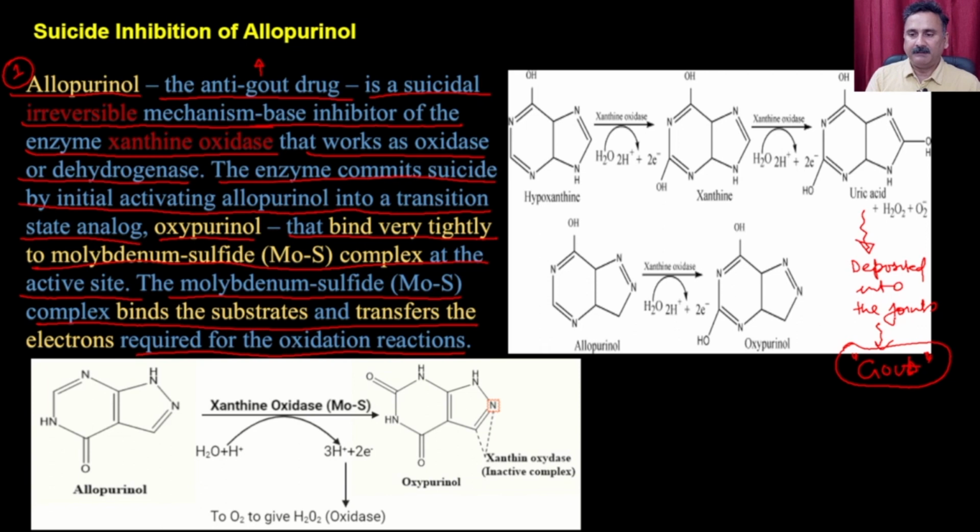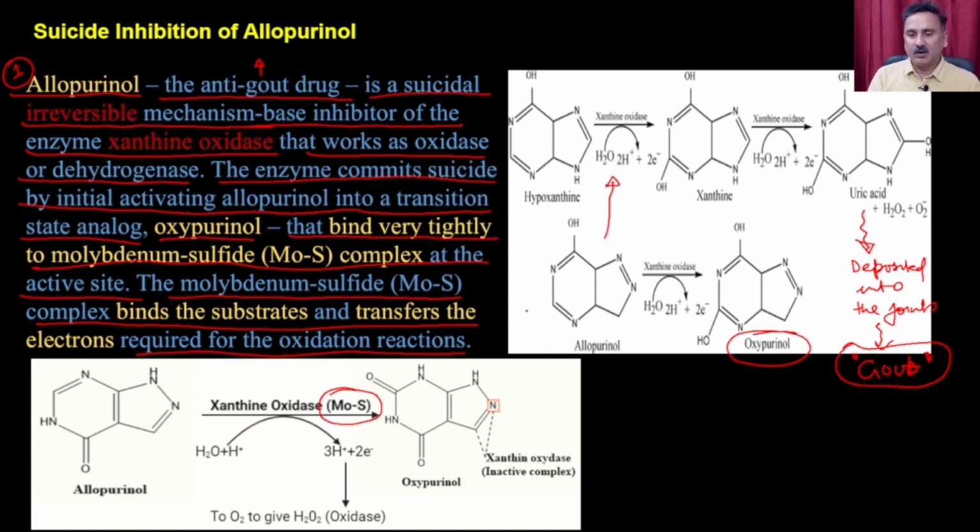Now, what happens when you have allopurinol? Allopurinol is an inhibitor of xanthine oxidase, but when allopurinol is processed by the xanthine oxidase, it gets converted into oxypurinol. And oxypurinol is a very potent inhibitor because it binds the molybdenum sulfur center present inside the xanthine oxidase.